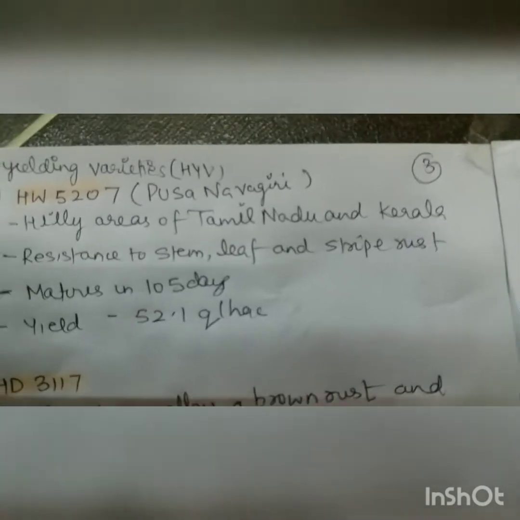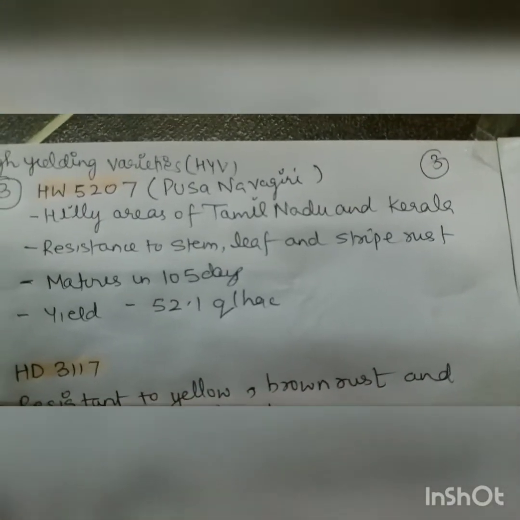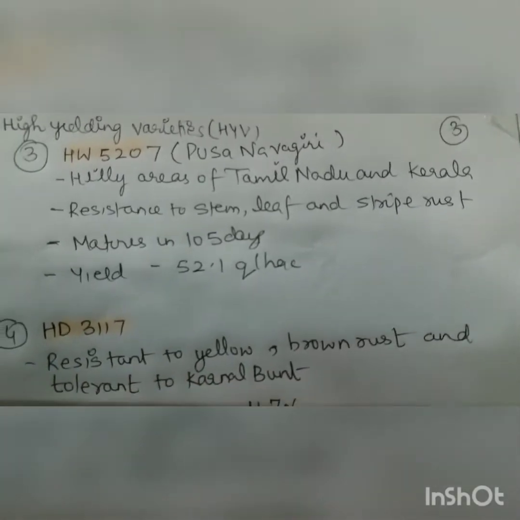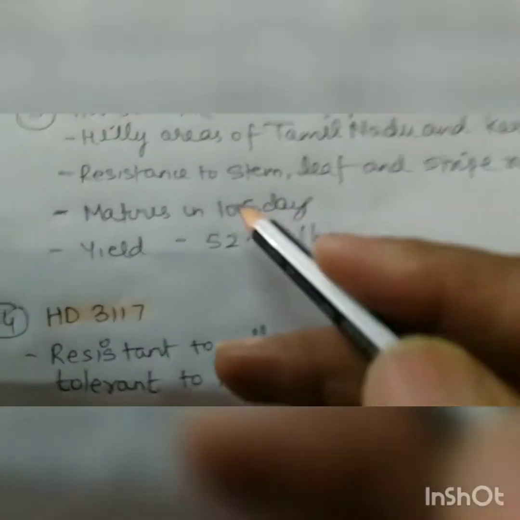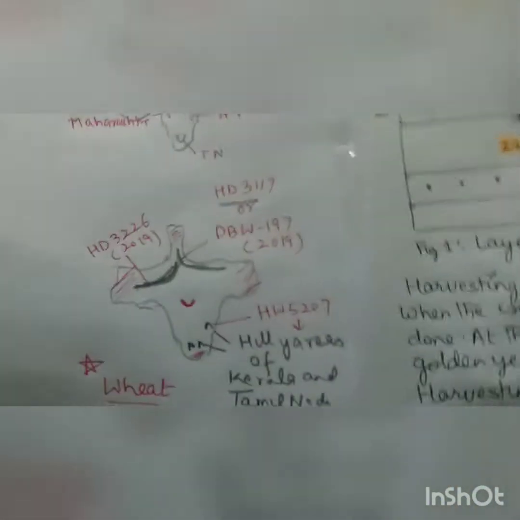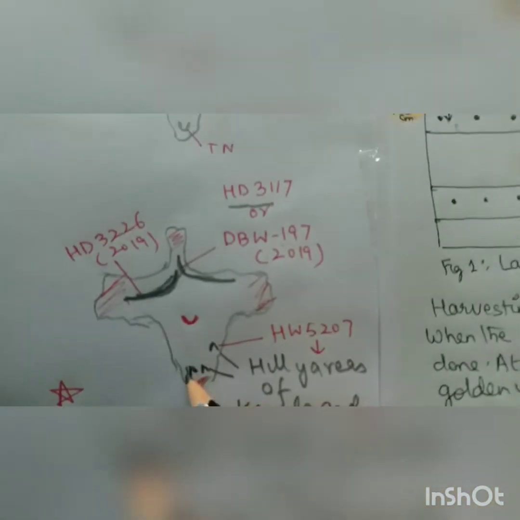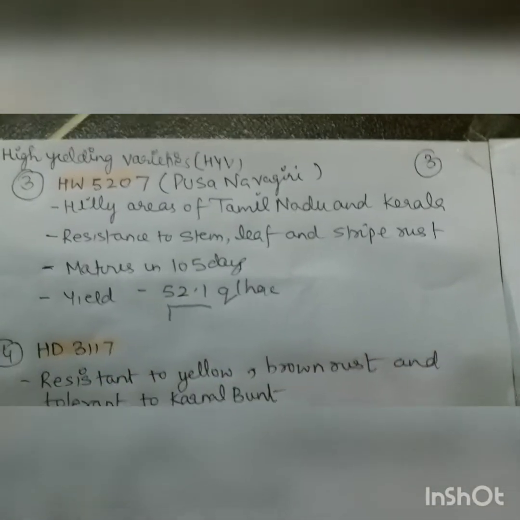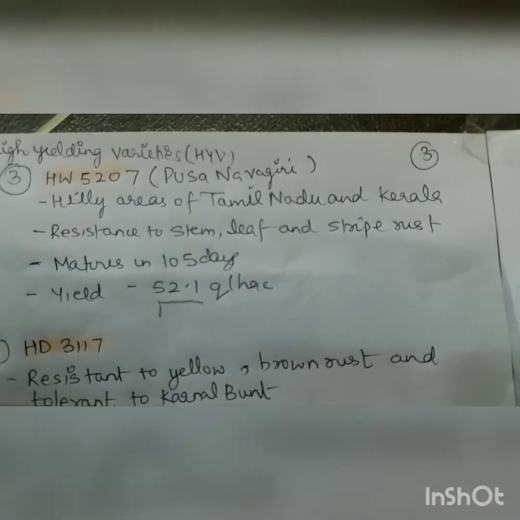Now we are coming to the third variety, called Pusa Navagiri, for hilly areas of Tamil Nadu and Kerala. It is resistant to stem, leaf, and stripe rust, matures in 105 days, and the yield is 52.1. This is very important because in hilly areas, like these, there is a problem of fodder for the cattle. So these varieties are particularly rich in fodder for the cattle, and it matures early also, right?